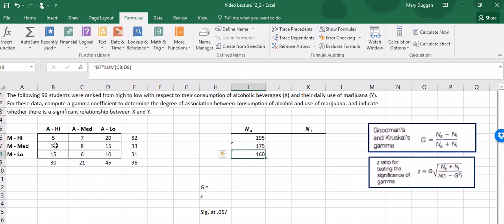And so good. I'm going to move over here. Is there any cell or cells that have lower scores on both? There's actually only one. So I'm just going to do a simple multiplication of 8 times 10 here.